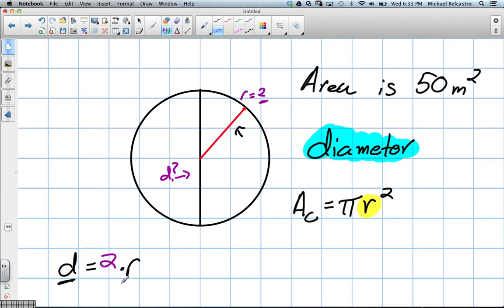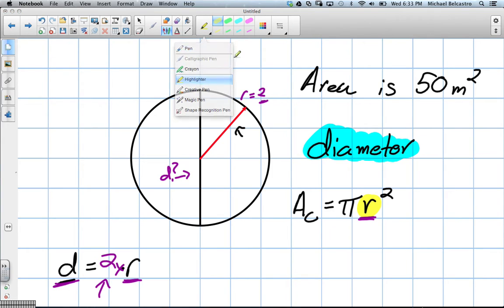We're going to have to multiply the radius times 2. So our first goal will be to find the radius, and then whatever it is, we're going to have to multiply it times 2 to find the diameter. So we have to do a lot of connecting in this question. Okay? So they have given us some pieces of information for area.